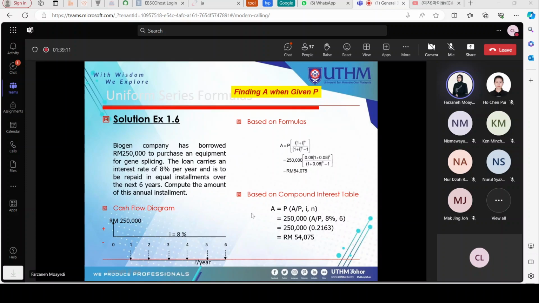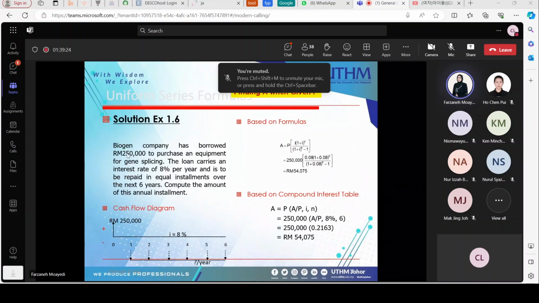So if we want to write the notation, it's definitely going to be A/P, because A is the one that is missing and you have the present value already. So as long as you know that, the rest of it is easy. So we have the present value, which is 250,000.